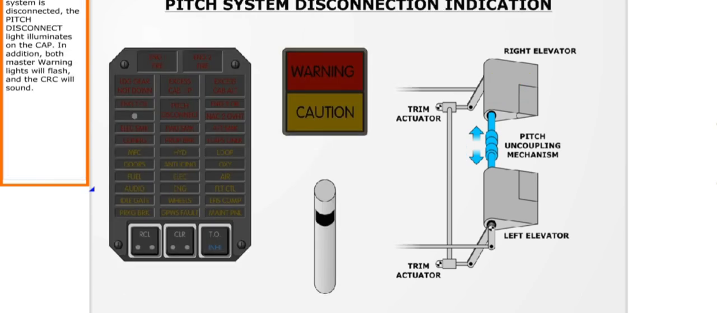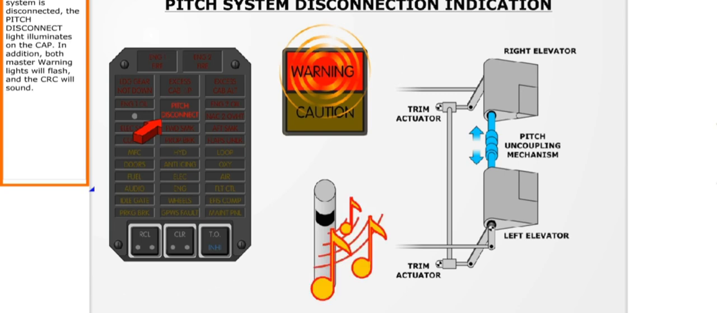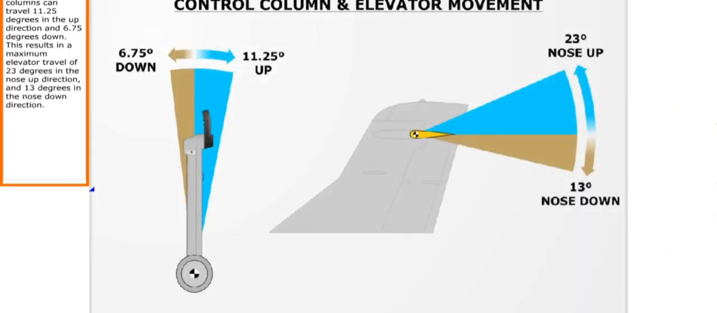If the pitch system is disconnected, the pitch disconnect light illuminates on the crew alerting panel. In addition, both master warning lights will flash and the continuous repetitive chime will sound. The control columns can travel 11.25 degrees.